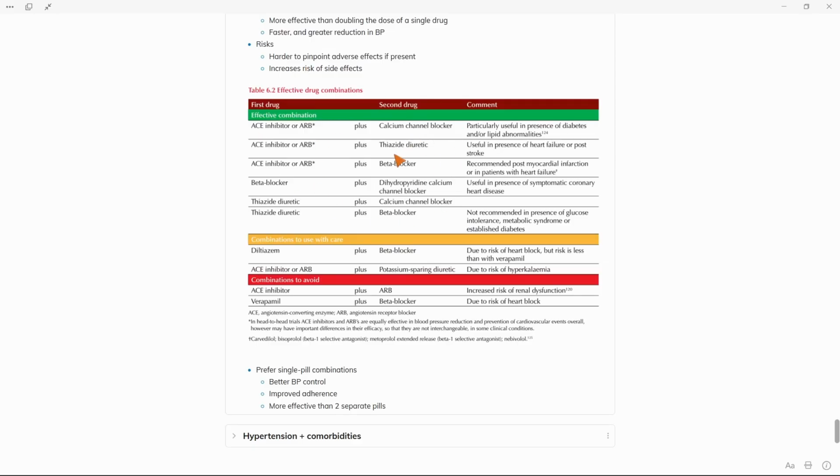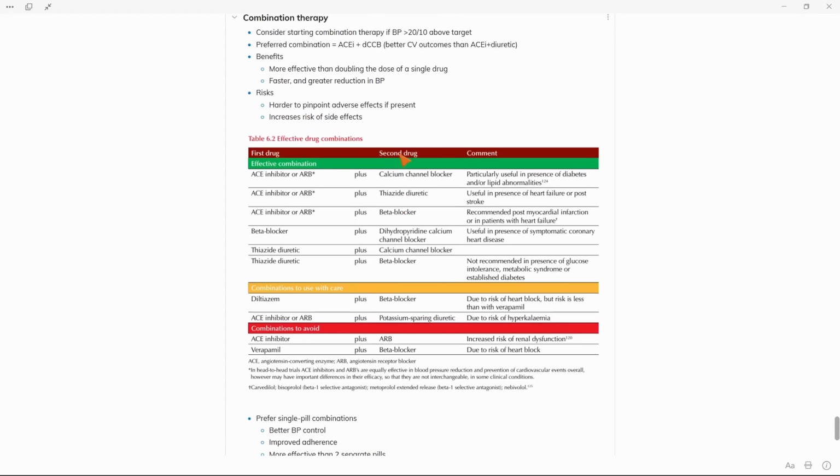So these are effective drug combinations that you can use, although preference is usually for an ACE inhibitor and a calcium channel blocker. But you can use an ACE inhibitor and a thiazide diuretic, especially in patients with heart failure. ACE inhibitor and calcium channel blocker can be useful for patients with lipid abnormalities or diabetes, because thiazide diuretics do have a very small risk of impaired glucose tolerance and impaired lipid tolerance.